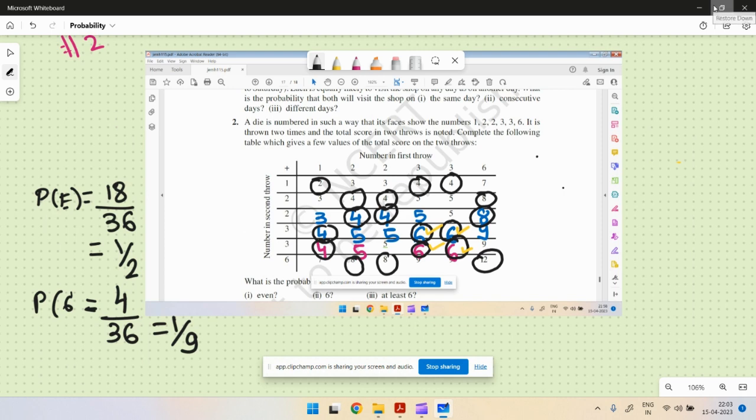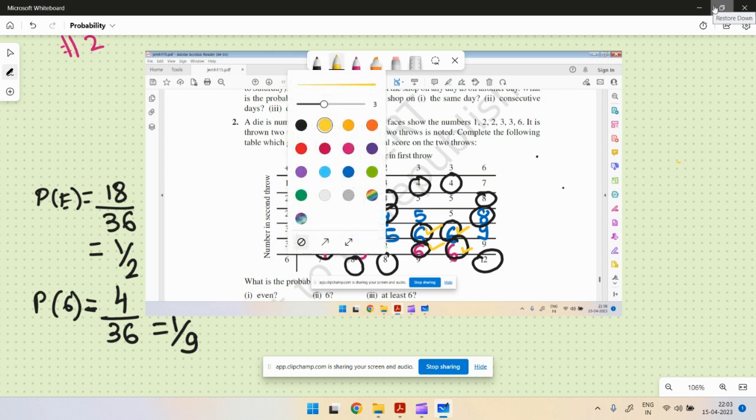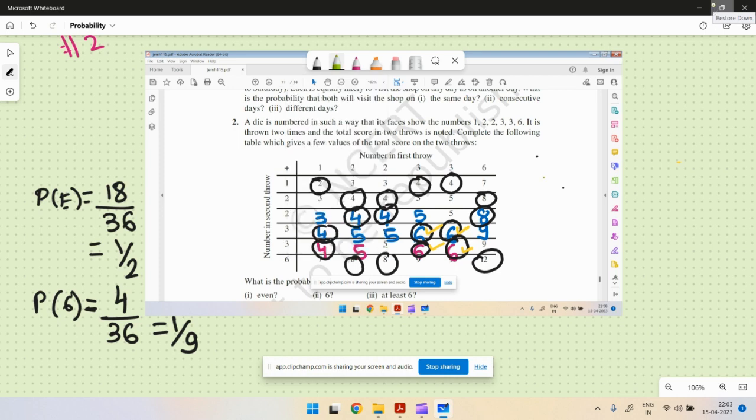Now, at least 6. At least 6 means 6 and above, including 6. Let me denote it with green color. At least 6: 7 is greater than 6, 6 or greater than 6. 8, yes. This 6 is also included, and 9 is also included because it is greater than 6. This 9 is also included, this 6 also included, and this 7 also included.